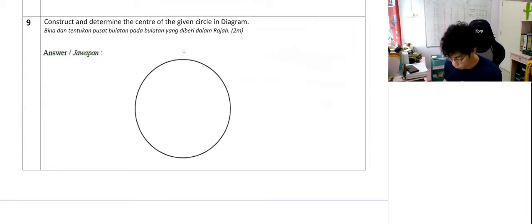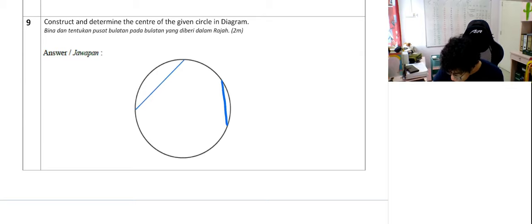How do you determine the center? Can anyone describe to me how do you get the center for this blank circle? Very good, not bad. You know. First, you have to simply draw two chords, any length. Two chords.